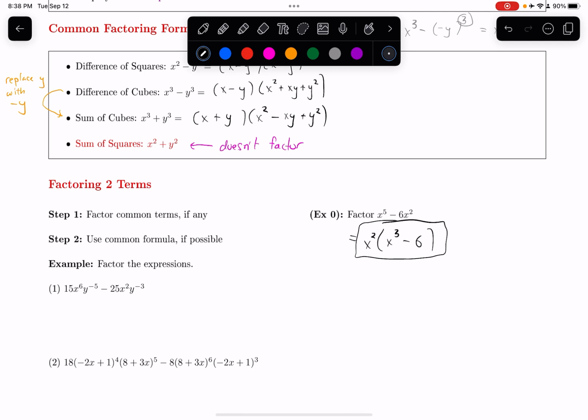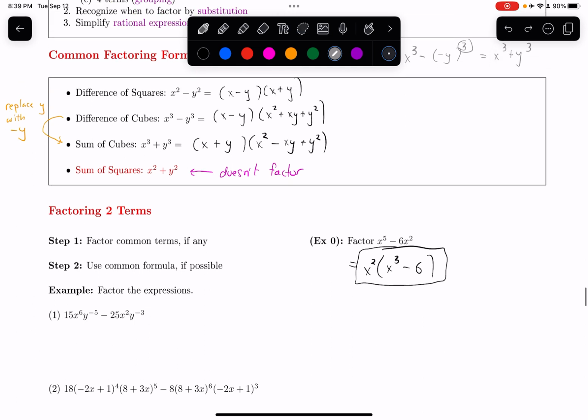If I wanted to check this work, I would distribute the x squared into both of those terms. And if I did that, I should get back the original. And it turns out I will. All right, so what I want to do now is use this to tackle a harder example. I want to factor something where I've got some negative exponents.